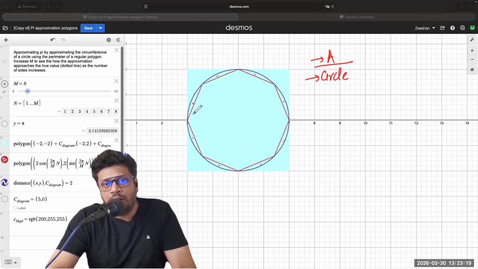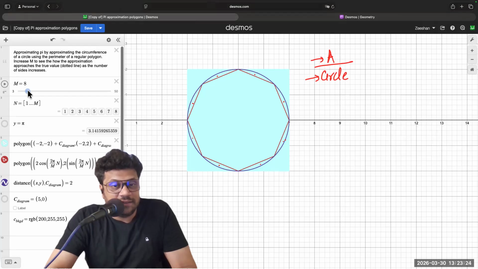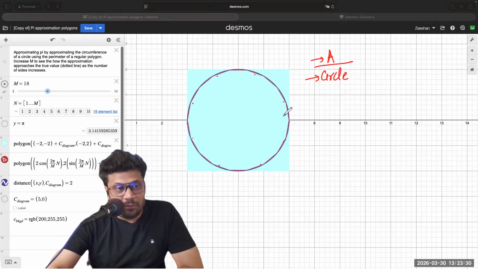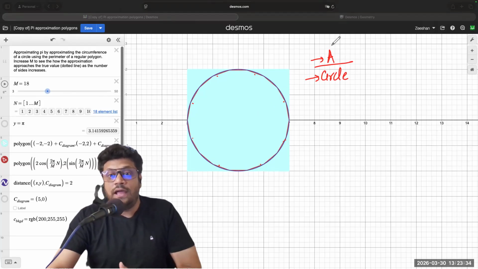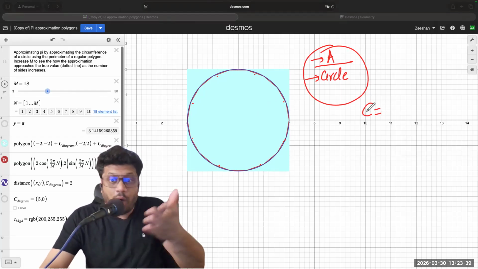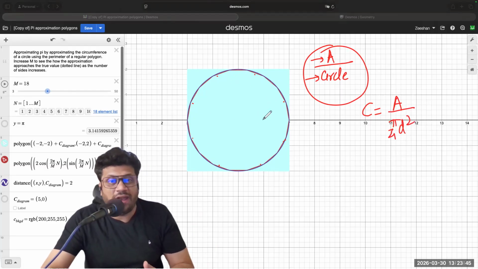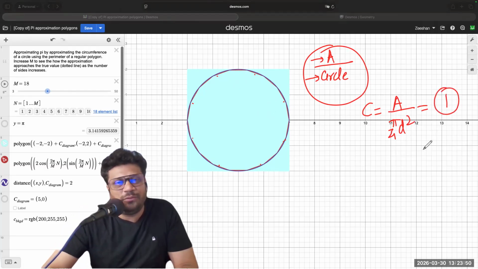What if I increase the number of sides? Well, we go somewhere here. 17 sides now. I see that the polygon I have here is almost a circle now. If I figure out the compactness of this polygon, it's going to be its area divided by the area of the circle. You can see that the polygon has literally become a circle here, so this will come out to be about 1.